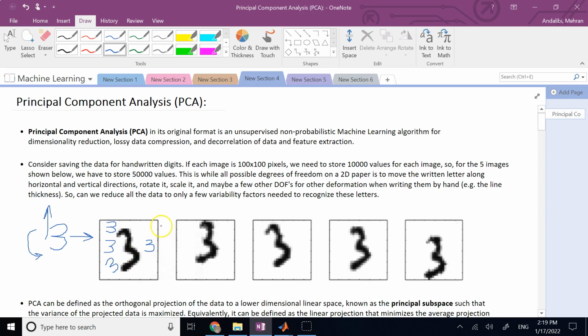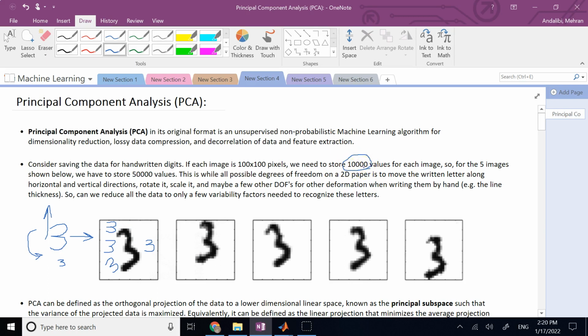What else? The scaling. You might have a small 3 versus a large 3, or the line thickness. And a few other deformations are all you can do to make the shape of this 3 different from its, let's say, typed version. So ideally, the number of different ways you can distort this 3 is probably not even going to reach 10, but guess what? You have to store a vector with 10,000 values to look at all these different pixel values. So definitely that size for the feature vector is an overkill.